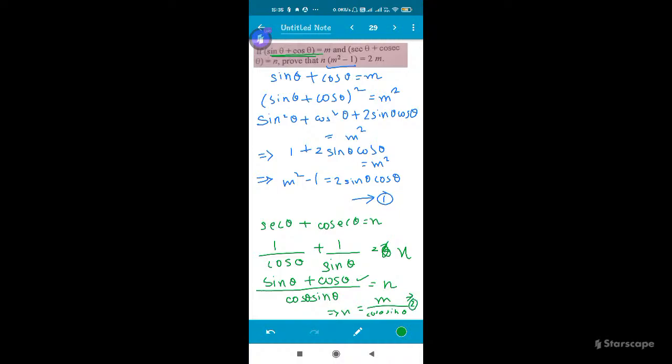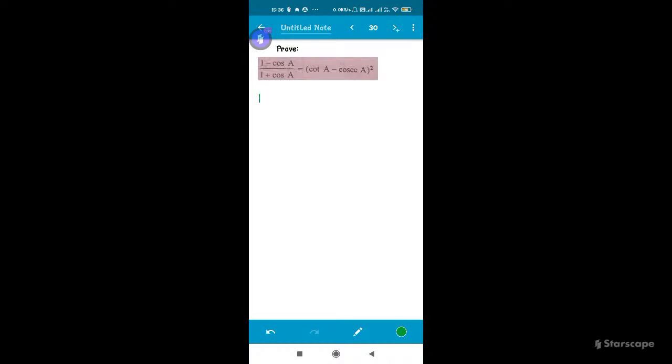So our equation 1 is m square minus 1 is equal to 2 sine theta cos theta, and n is equal to m by cos theta sine theta. So we have to basically multiply n into m square minus 1. So if we multiply equation 1 and 2, we are getting the left hand side directly. So let's write multiplying equation 1 and 2. Whatever operation you are doing, whether multiplying, dividing, squaring, whatever, you have to write it down. So multiplying 1 and 2.